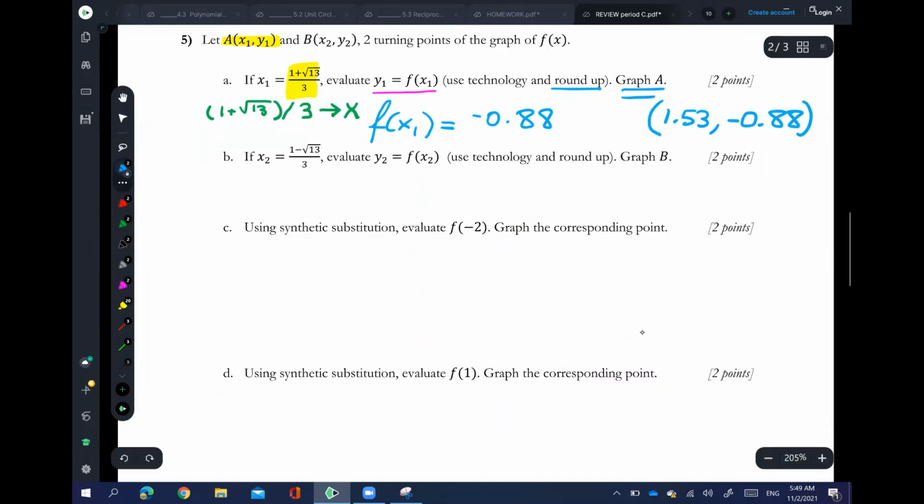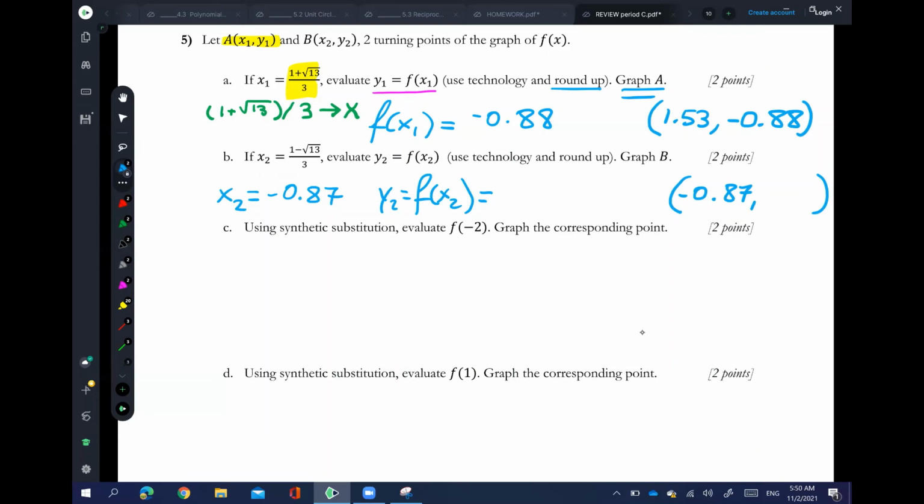for B. For question B, it's very similar. So I will provide a separate video for the proper, most efficient use of the calculator. But here, x2 is negative 0.87. So that would be my point here. And y2 will be f of x2. And if I use the same formula after having stored, you should find 6.06.